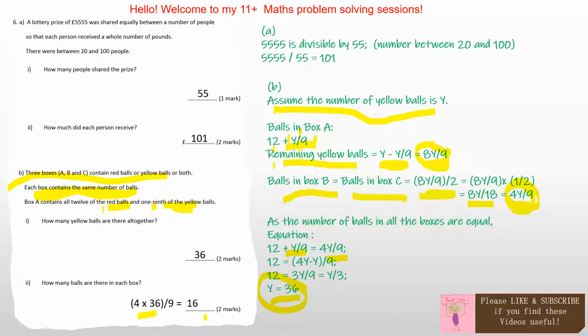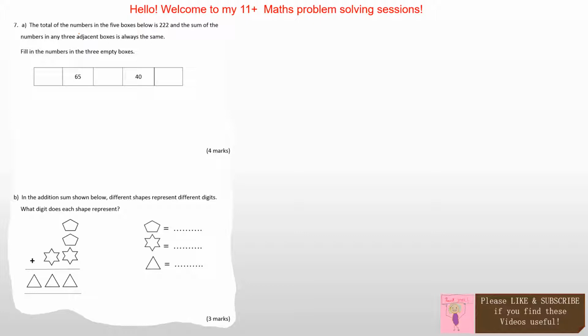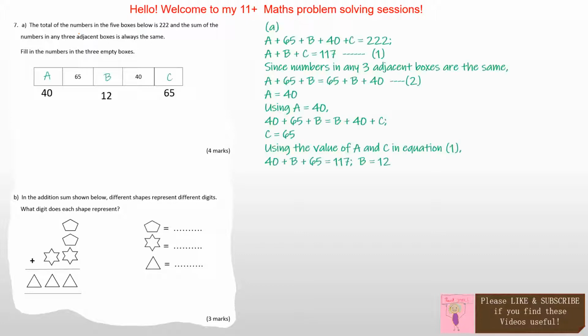So that does it. The next question: the total of the numbers in the 5 boxes is 222, and the sum of the numbers in any 3 adjacent boxes is always the same. Fill in the numbers in the 3 empty boxes. Right, so how do I go about doing this? I've assumed that the 3 numbers are A, B and C, and I've made my equations, which I always do because it's easier to solve when you form an equation. At least that's the way I do it.